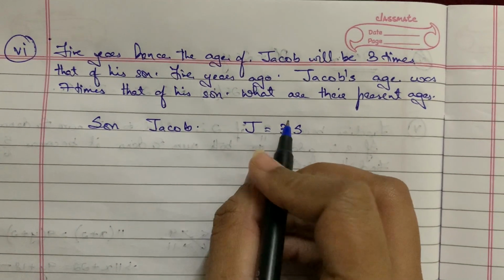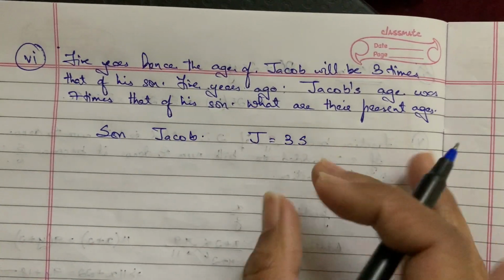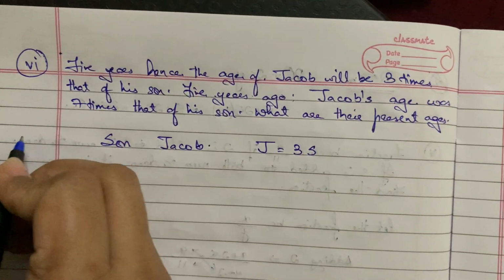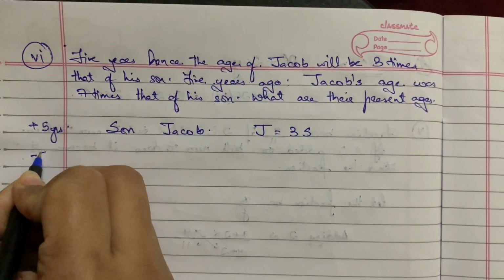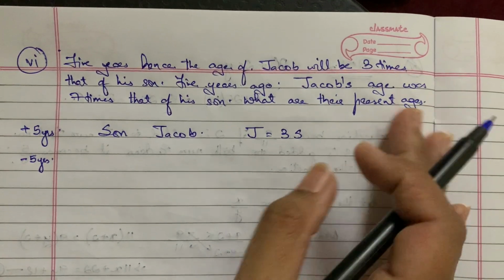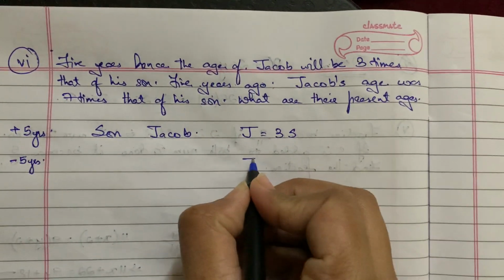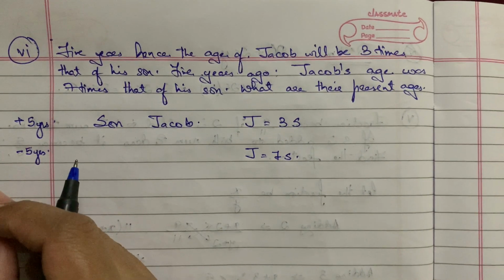This is for 5 years hence, that means plus 5 years from the present age. And 5 years ago, it is given that Jacob was 7 times his son's age. But I don't know what the current ages are.